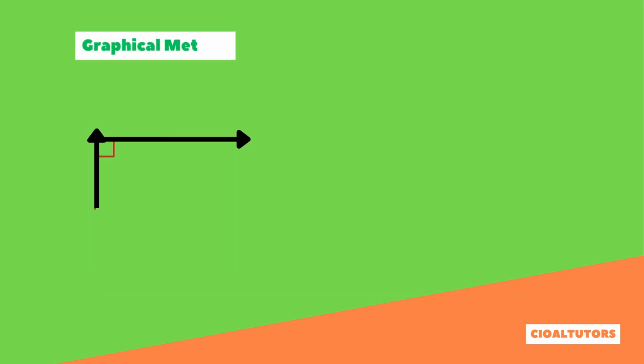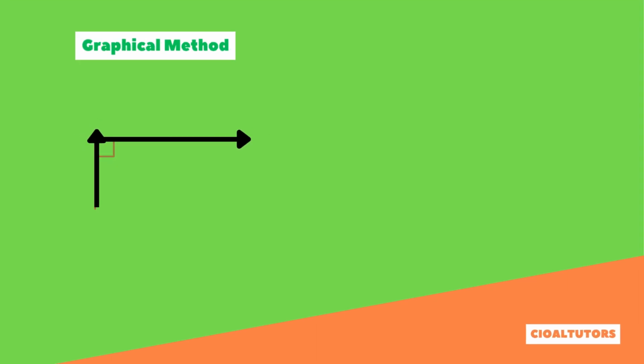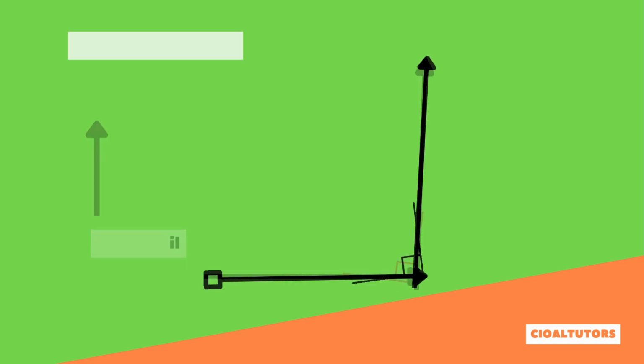First, the graphical method. Imagine drawing two arrows. One arrow shows the first vector, and the second arrow shows the second vector, at right angles to the first. The resultant is like drawing the diagonal line that connects the tip of the first arrow to the tip of the second arrow. This diagonal is the resultant vector.